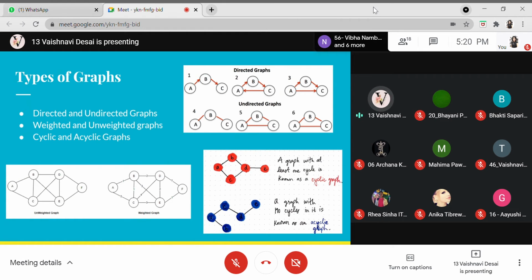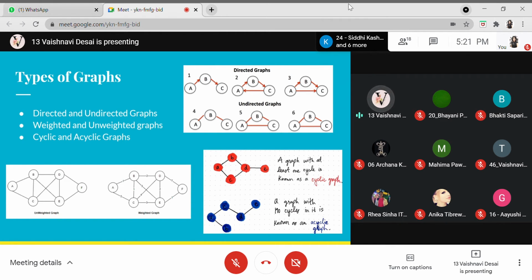Whenever these companies, Amazon, Flipkart, etc., want to analyze the shortest route to reach a particular destination, they use these weighted graphs and perform some operations on them, and they come up with a path which is the shortest path to reach that destination. That is why these graphs are important.